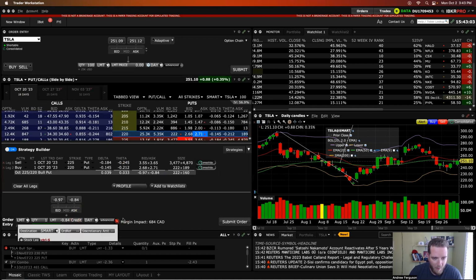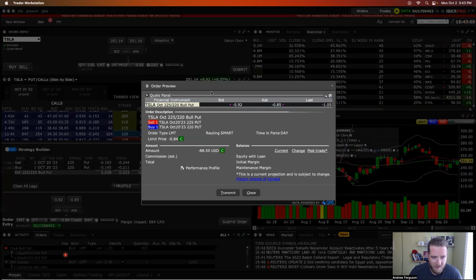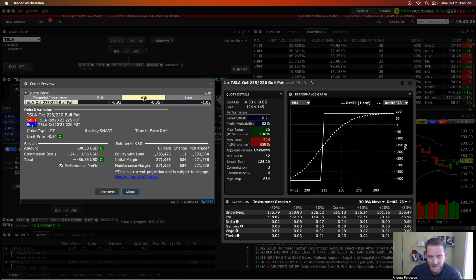Open up this advanced tab one more time. Margin performance, looking at the potential profit and loss. 82% chance of winning this trade. I will take that. Max return $85. Okay. Max loss 414. Okay. I'm okay with that. I'll take an 82% win rate.